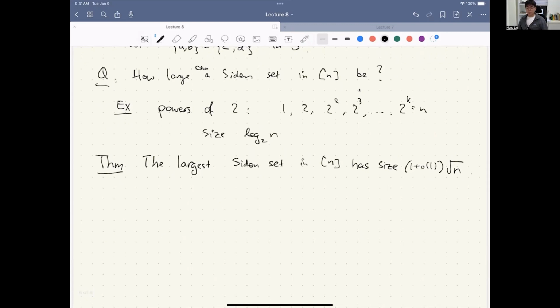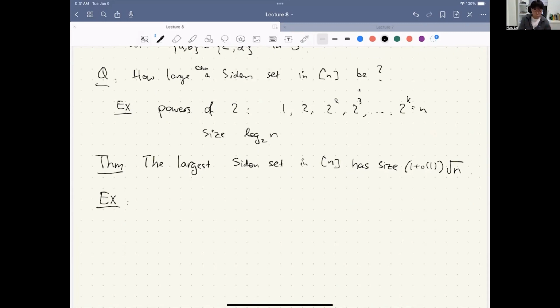Later, I'll give you some exercises. Here's the exercise. What does it mean that the largest Sidon set has size asymptotically square root n? That means, first of all, every Sidon set has size at most this size. Second of all, you need to give a matching lower bound construction. So the first exercise is to prove an upper bound, which is slightly weaker.